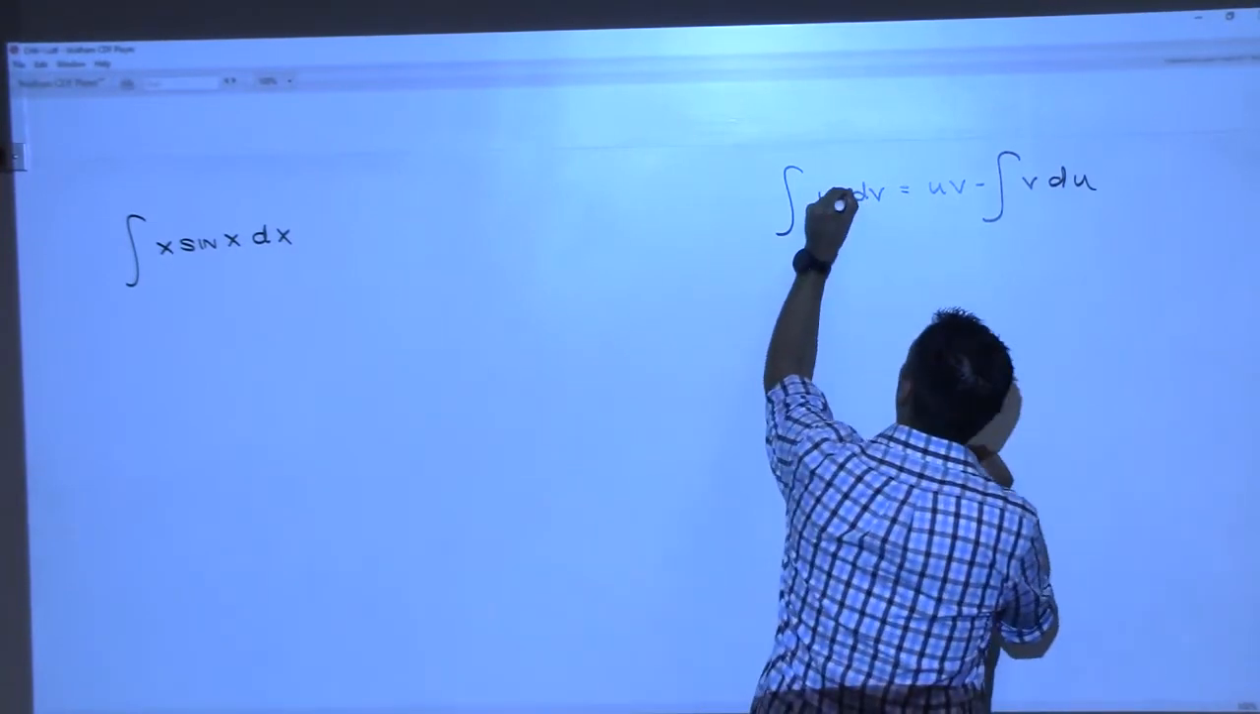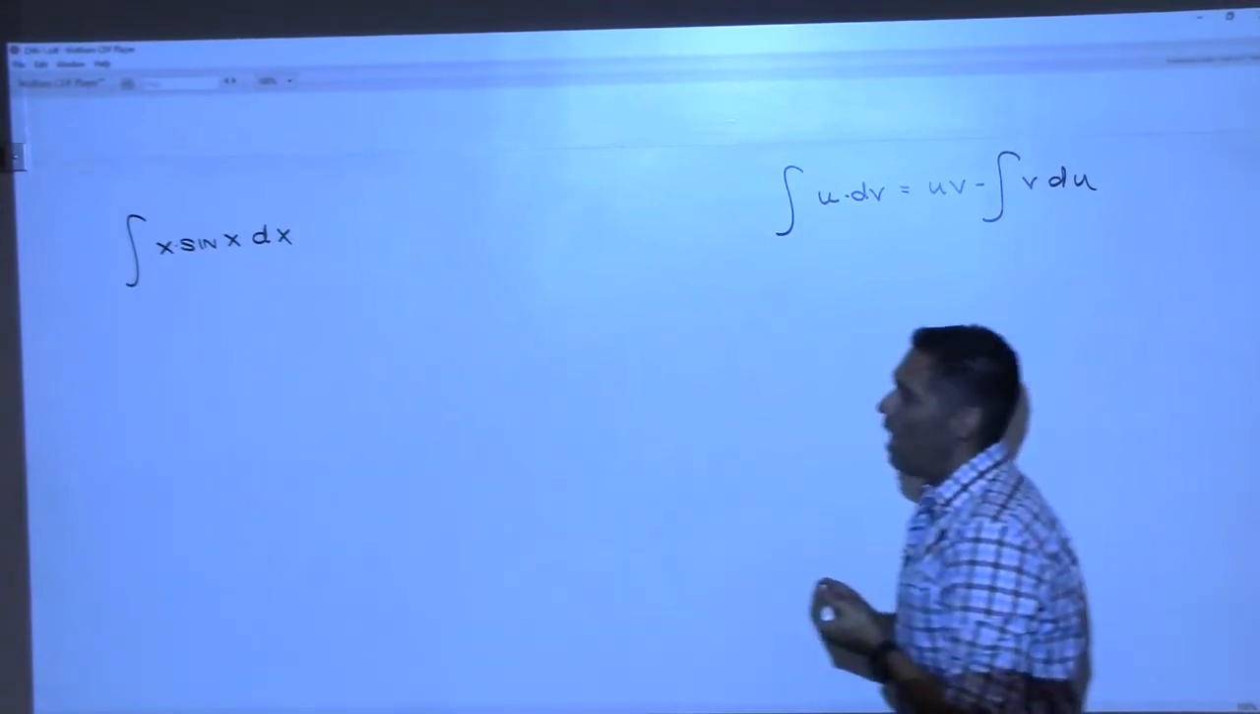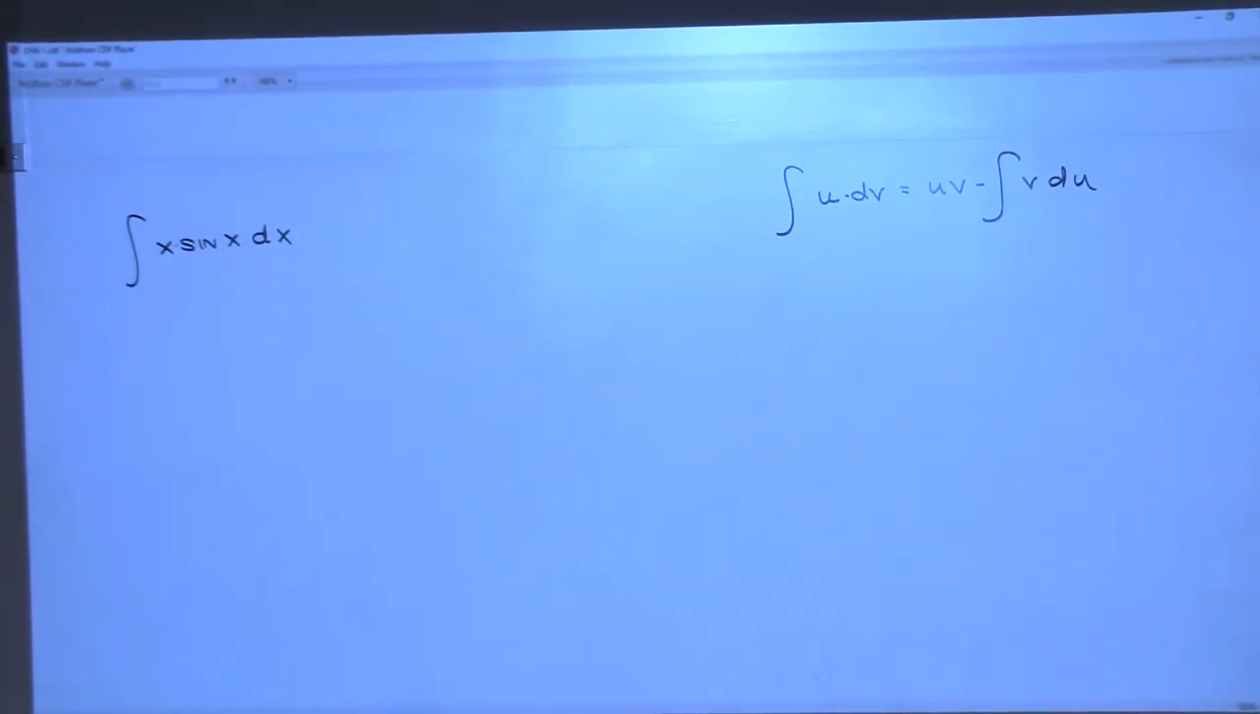There's multiplication right here. So I could pick my U to be the x and my dV to be the sine x. But could I have done it the other way? Could I have let my U be the sine x and my dV the x? Yes, I could. So which one do you do?